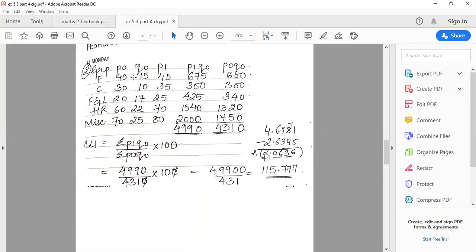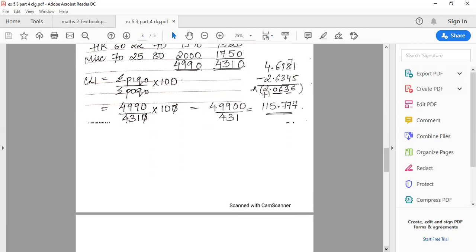The same logic you are doing. You are multiplying both the columns. After multiplying, you get the values. You do the total. Then you put the formula because this is the first formula, aggregative, weighted aggregative method. So 4990 upon 4310 into 100. Now in this case, as you'll see, I've done the log working. So you can just cross check whether you're getting the same figures or not. Understood? Followed? Clear up till here?